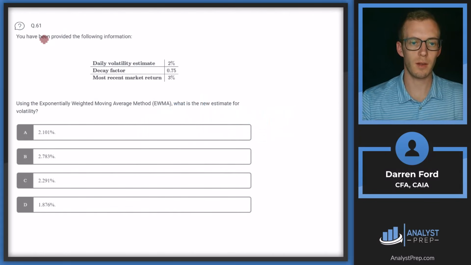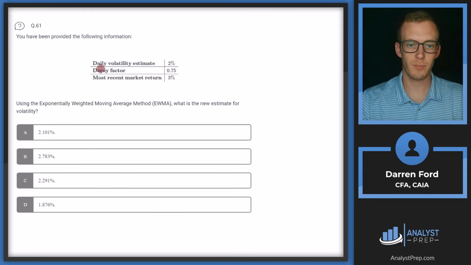Question 61. You've been provided the following information. We've got a daily volatility estimate, decay factor, and most recent market return. Using the exponentially weighted moving average method, what is the new estimate for volatility?